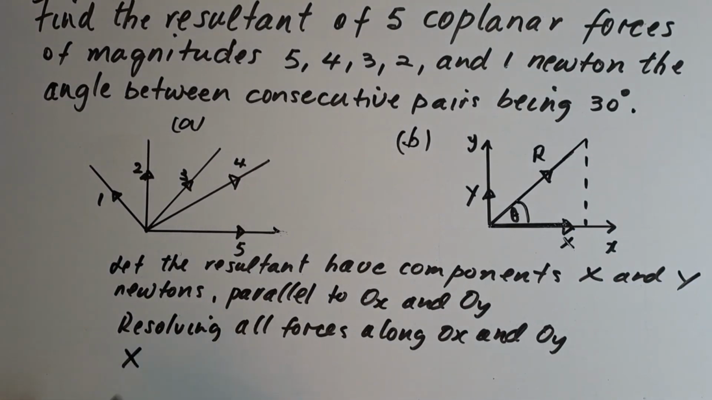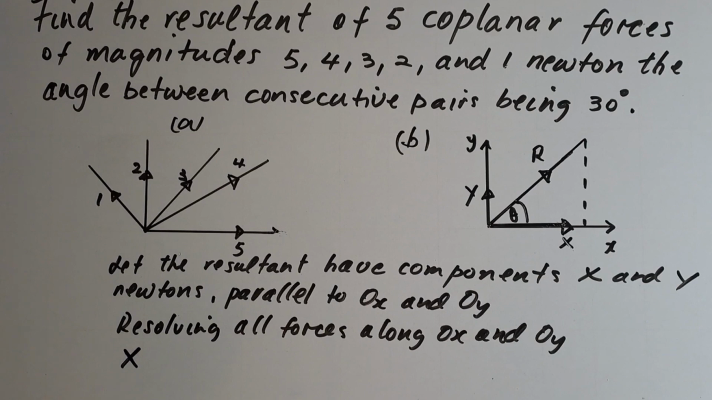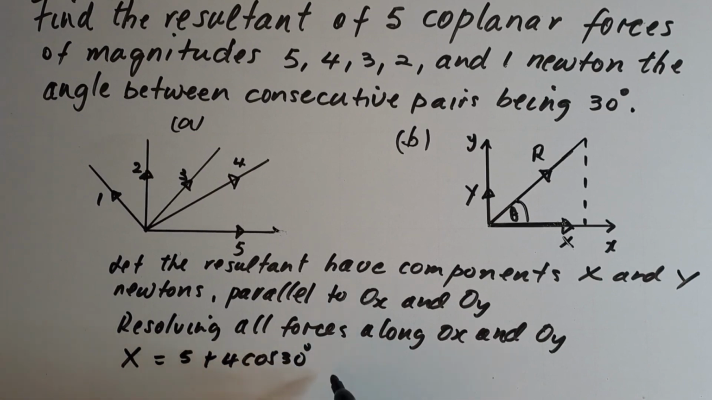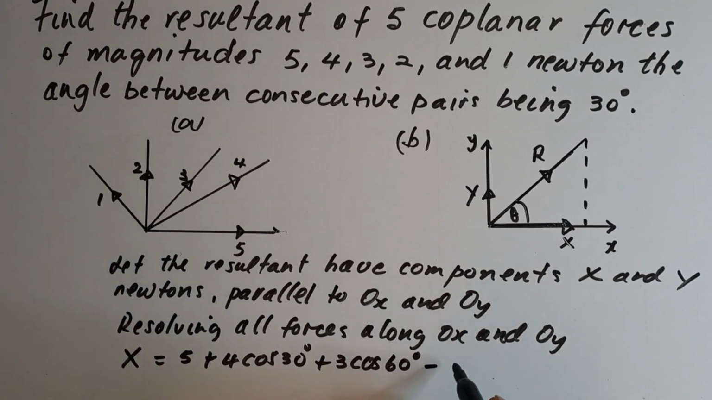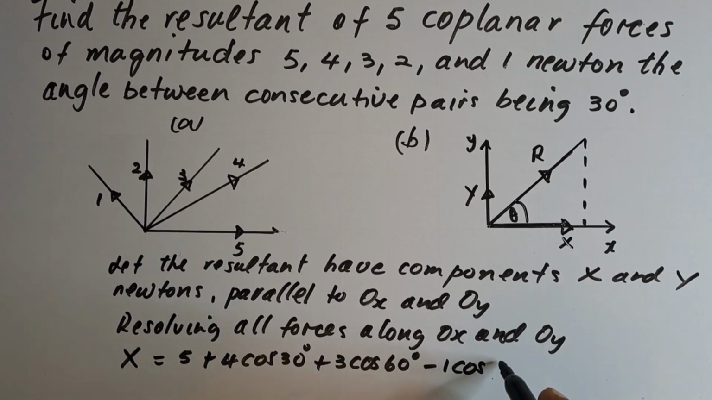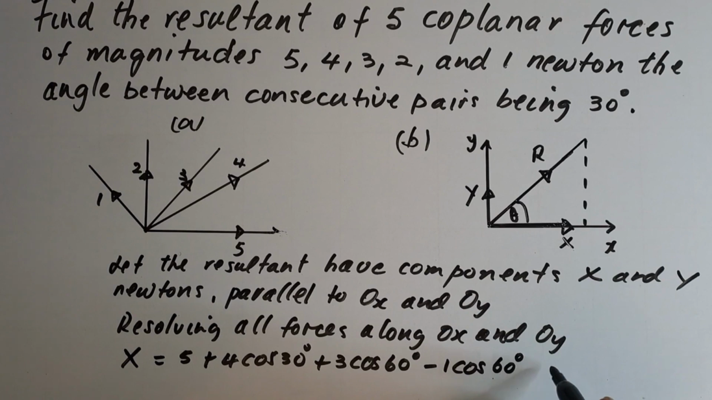So for components along OX, we have 5 add 4 times cosine 30 degrees, add 3 times cosine 60 degrees, minus, this is going in the opposite direction, so it's minus 1 cosine 60 degrees, and this is approximately 9.46.